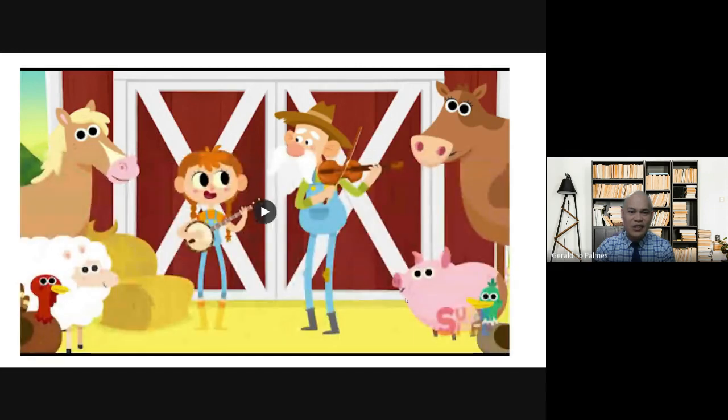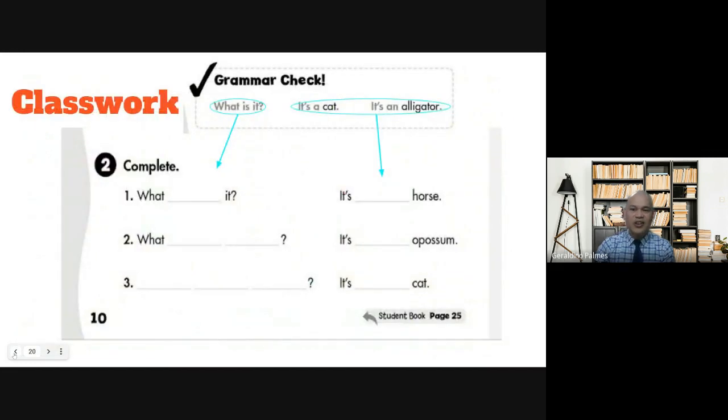So that's all for today. For our next lesson, we will be learning about other animals in the wild. I hope you enjoy your classwork today and our lesson.